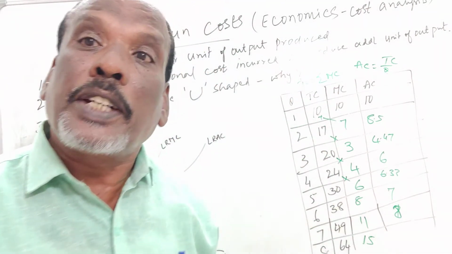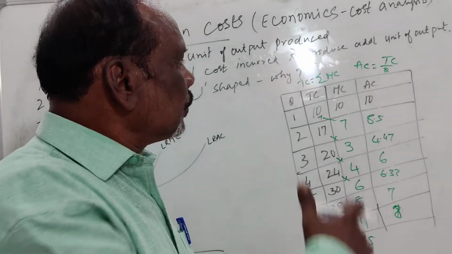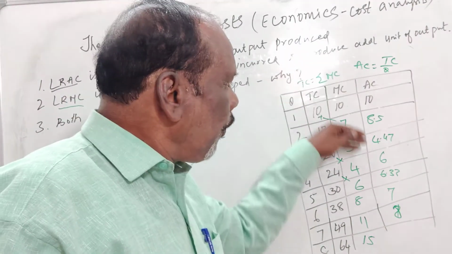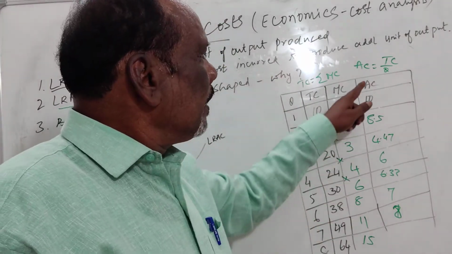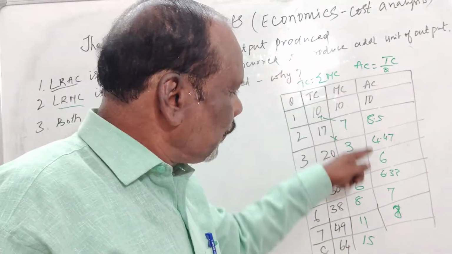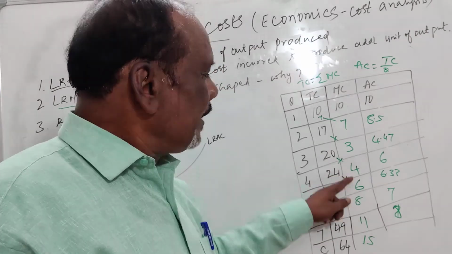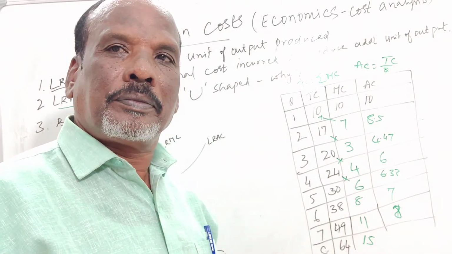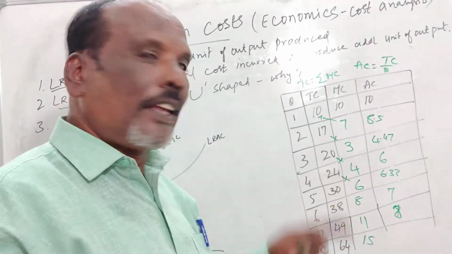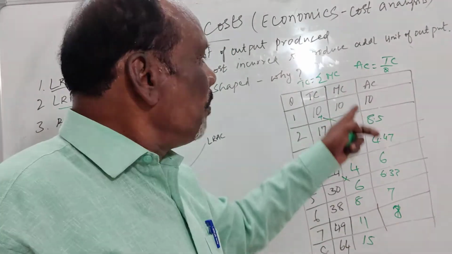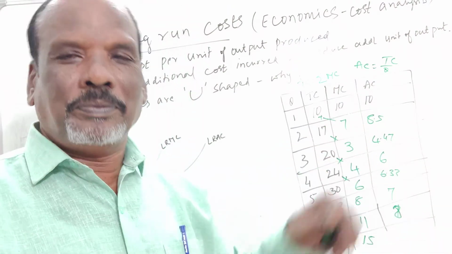As the quantity of output is increased from 1 to 8, what you see, both AC and MC start decreasing. They start falling. From 10, it becomes 7, 3, 4, up to this point. And AC also starts falling. Then after a stage, after the fourth one, it starts rising. AC also starts rising. But what's the difference between AC and MC? Both start falling, but MC falls much faster than AC. That is why MC lies below.